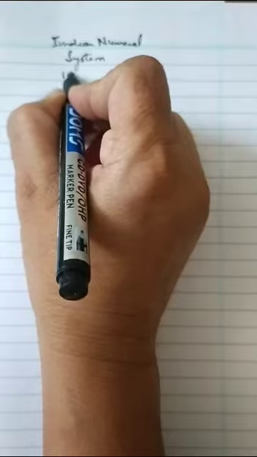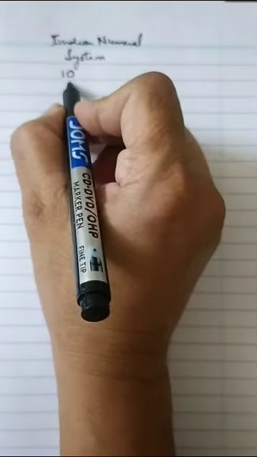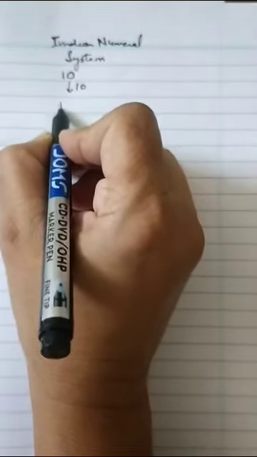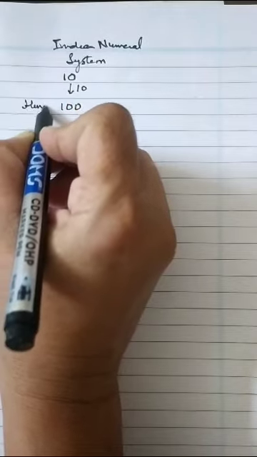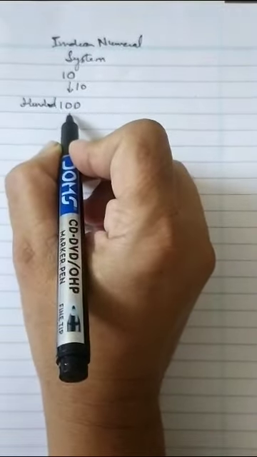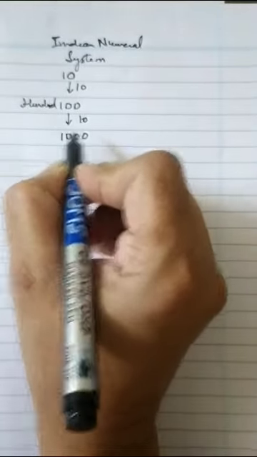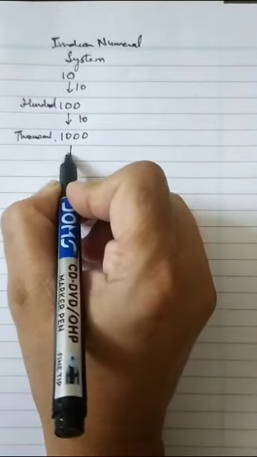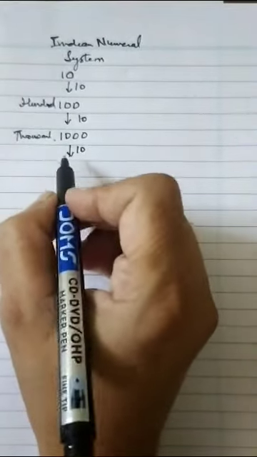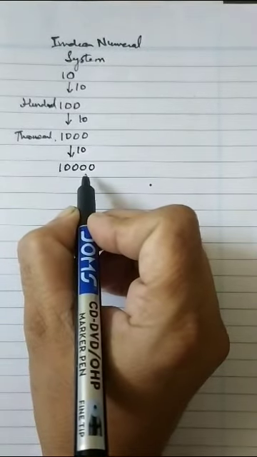Now let us take this number. We know that this is 10. If I multiply this 10 with 10, I get 100. Multiplying 100 with 10, we get 1000. So this is 1000. Then multiplying this 1000 by 10, I get 10,000. And there are 4 zeros.